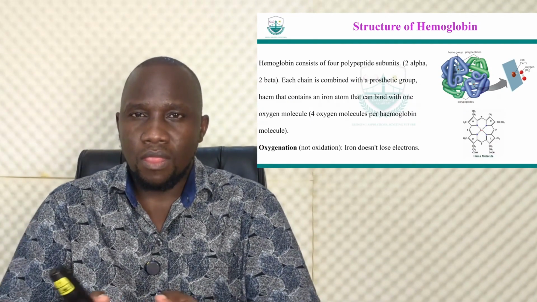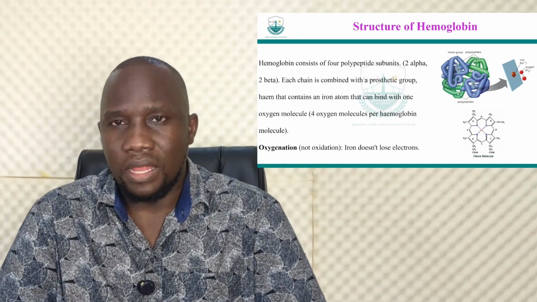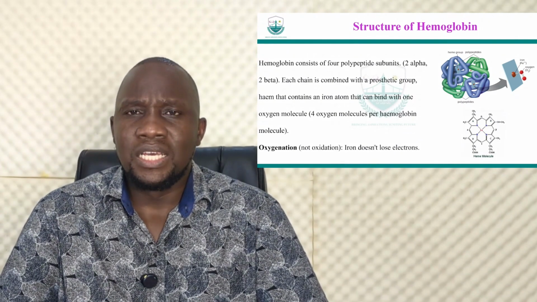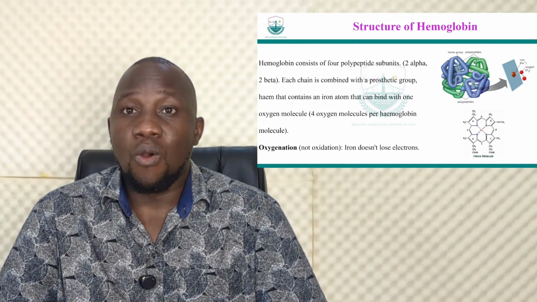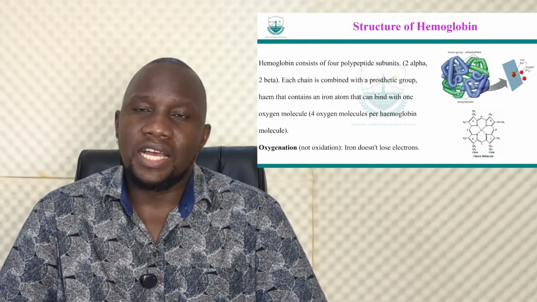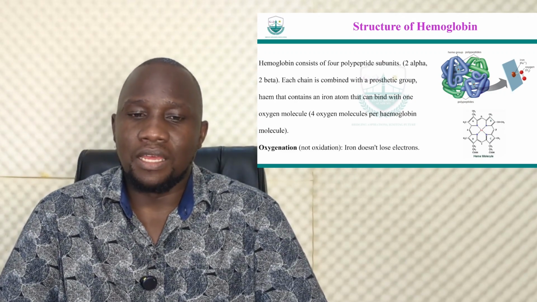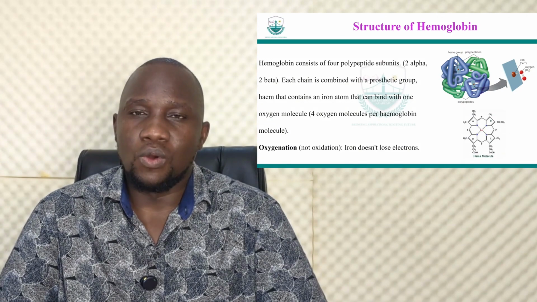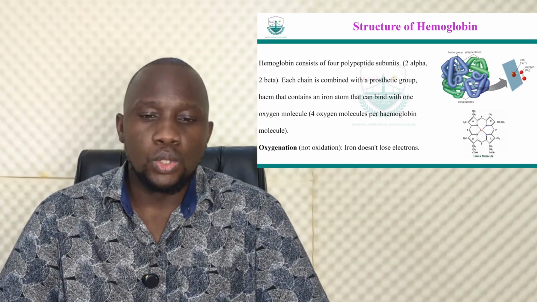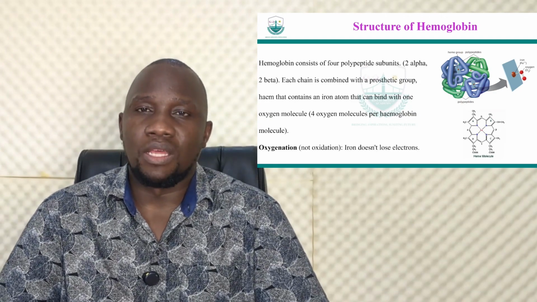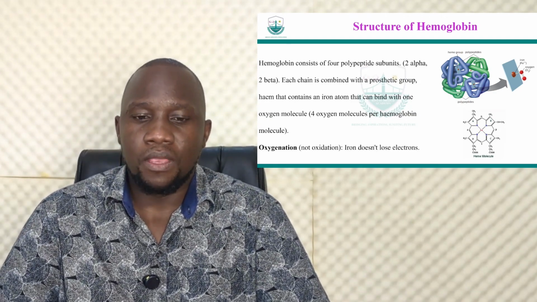A protein called hemoglobin is the one that oxygen attaches to. Okay, so it's a protein. What does it contain? It has two polypeptide chains, the alpha and beta chains. Okay, so 2 beta, 2 alpha polypeptide chains. So we have a total of 4 polypeptide chains.